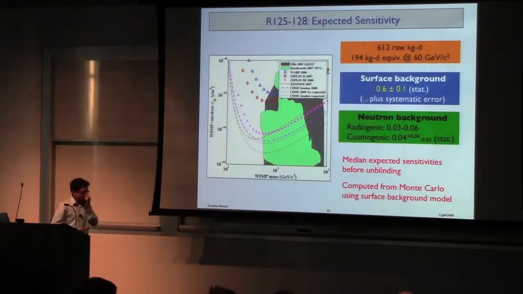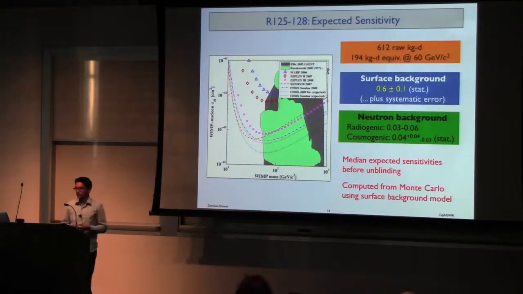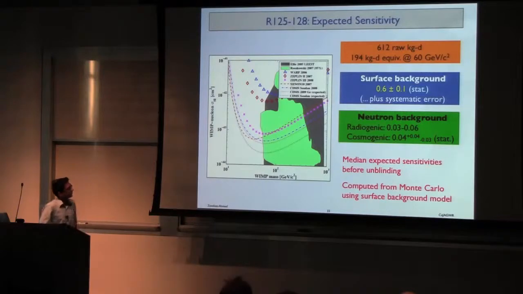So we're ready to freeze the analysis because we have everything in place. That was the raw exposure we had. We set all our cuts, and we know our surface event background is a dominant part of our background, and it's sitting at about 0.6 plus or minus 0.1. There's a systematic error that we believe is about the same size as the statistical, so we haven't computed it rigorously at this point yet. The neutron background is pretty small. It's about 1/10 of an event.